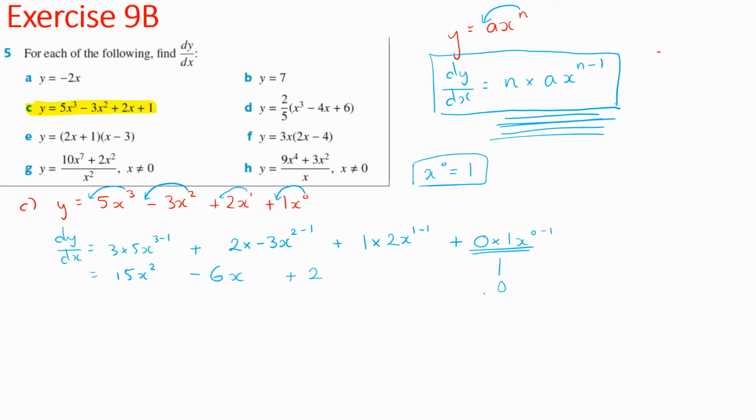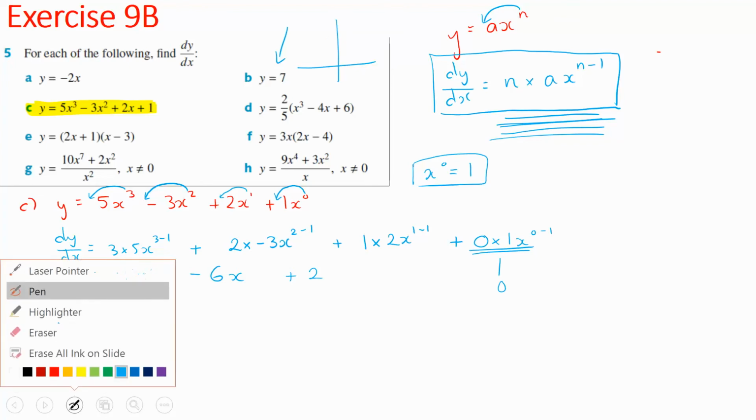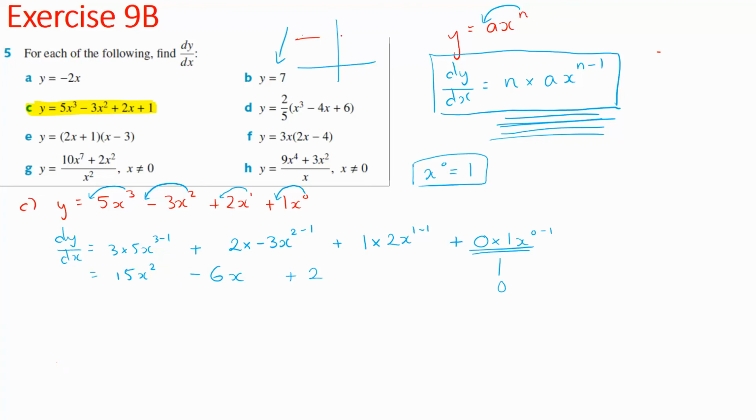Okay, which makes sense because remember, when you find the derivative, you find the gradient. Now you look at this. This is y equals 7. That's just a straight line that looks like this. It's just a horizontal straight line at 7. What's the gradient? Well, we know that horizontal lines have a gradient of 0 back in year 9 maths. Yeah? It's a gradient of 0, which is why I know the derivative of 7 is actually equal to 0.